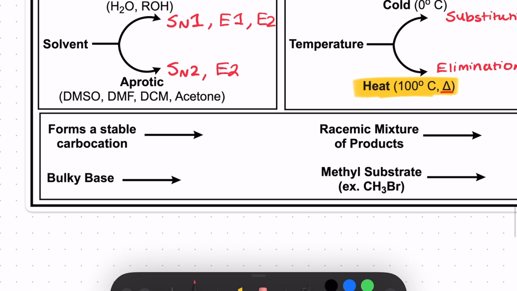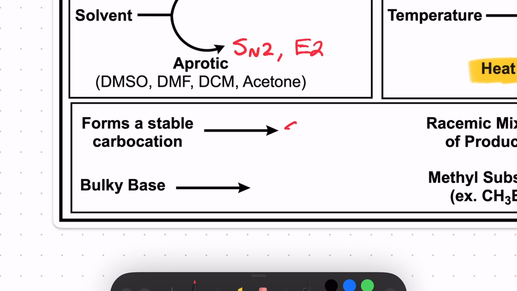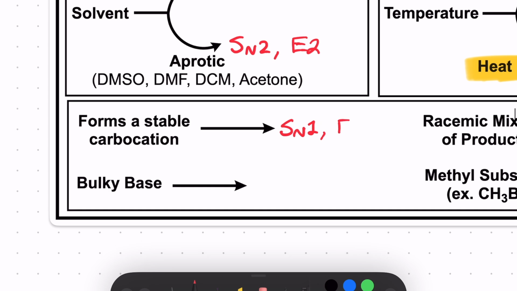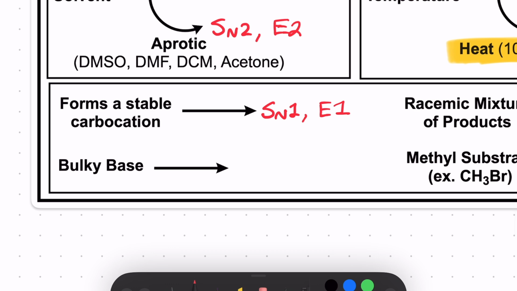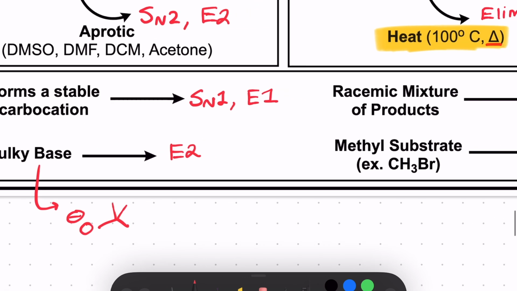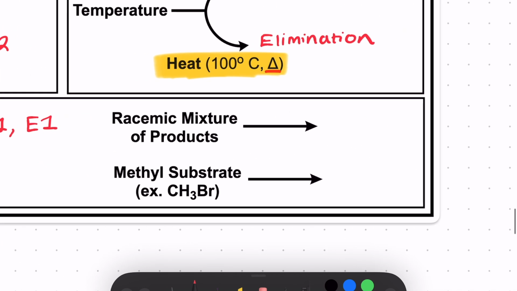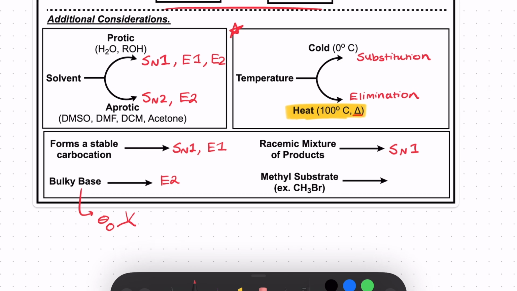All right, next up. If we have a mechanism where we're forming a stable carbocation, that is SN1 or E1. Right? If we have a reaction where we have a bulky base, E2. Now the classic example of this bulky base is tert-butoxide. Racemic mixture of products, that's an SN1 reaction. Okay, if we get a racemic mixture, that's an SN1 reaction.